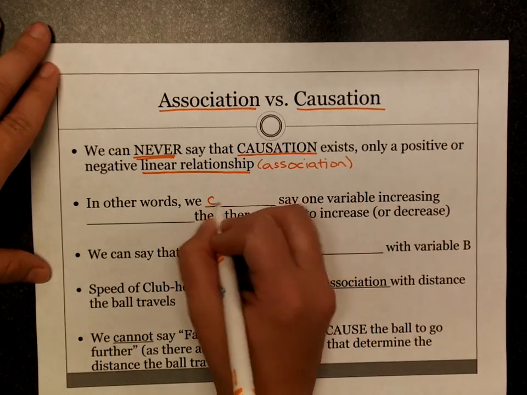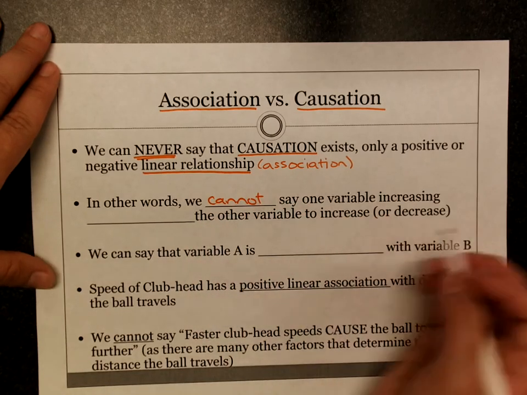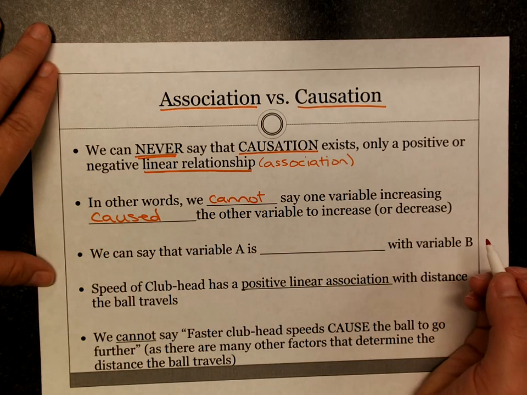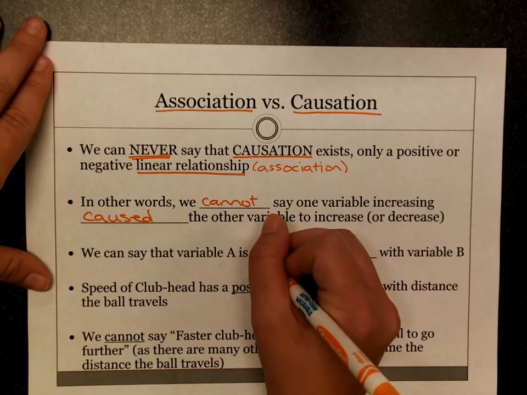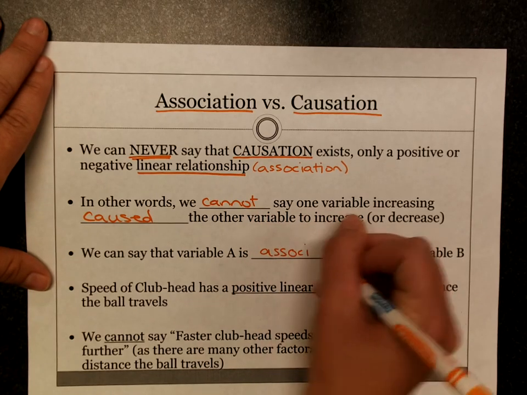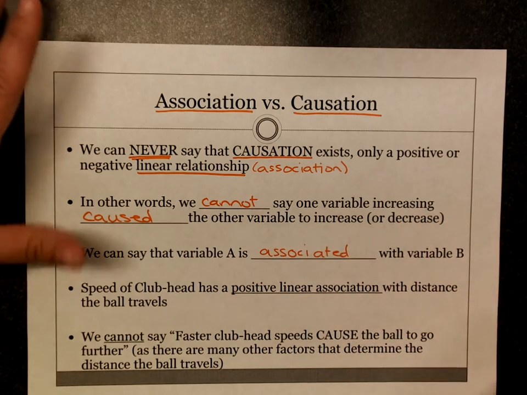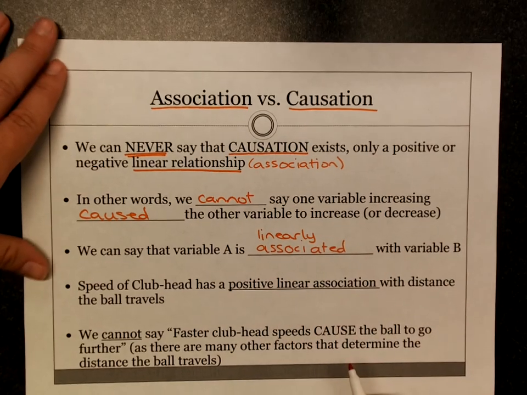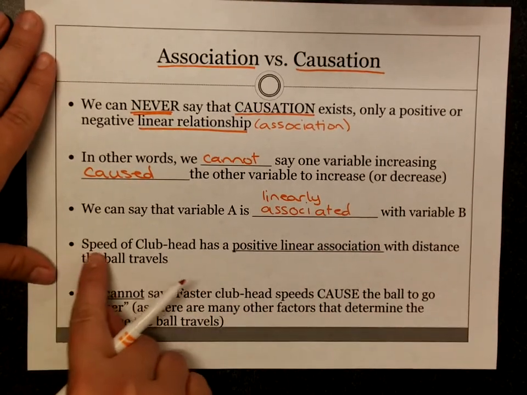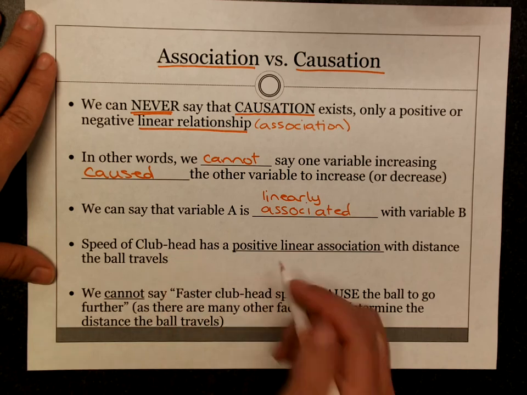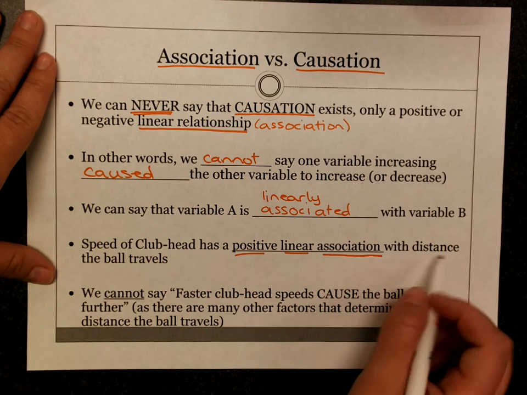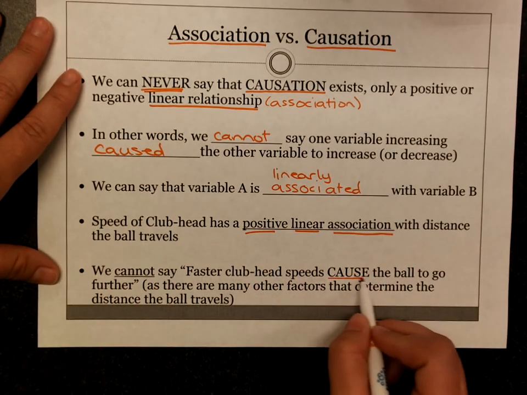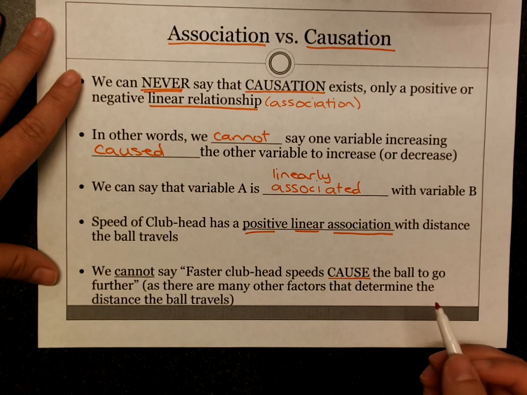So in other words, we cannot say one variable increasing caused the other variable to increase or decrease. All we can say is that variable A is associated with variable B, whatever those variables are. We could even add the word linearly associated with variable B. So we can say that the speed of a club head, how fast you swing, has a positive linear association with the distance traveled. We cannot say that the faster club head speeds cause the ball to go further. That would be making too bold of a statement.